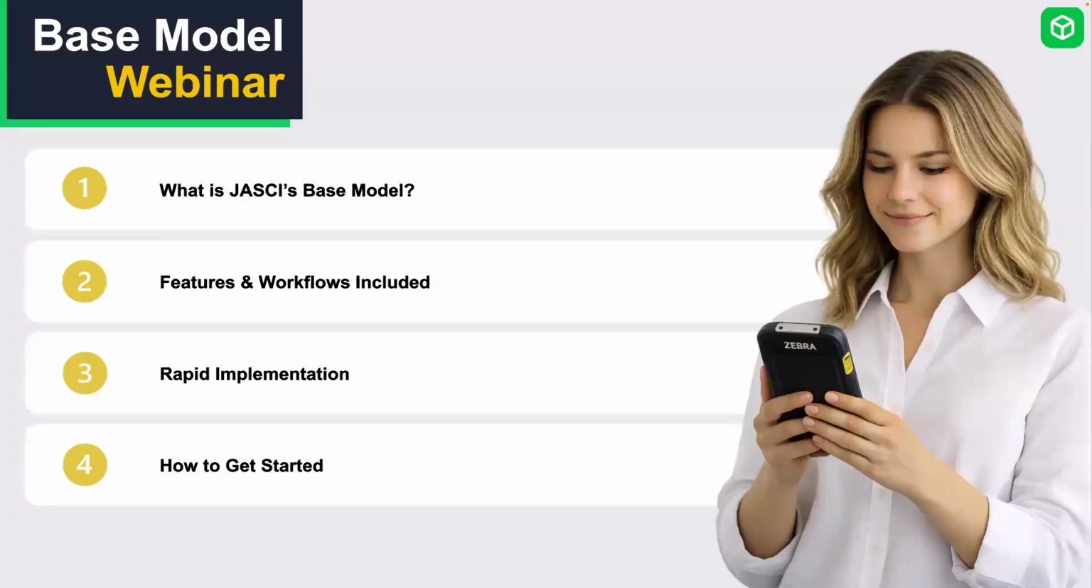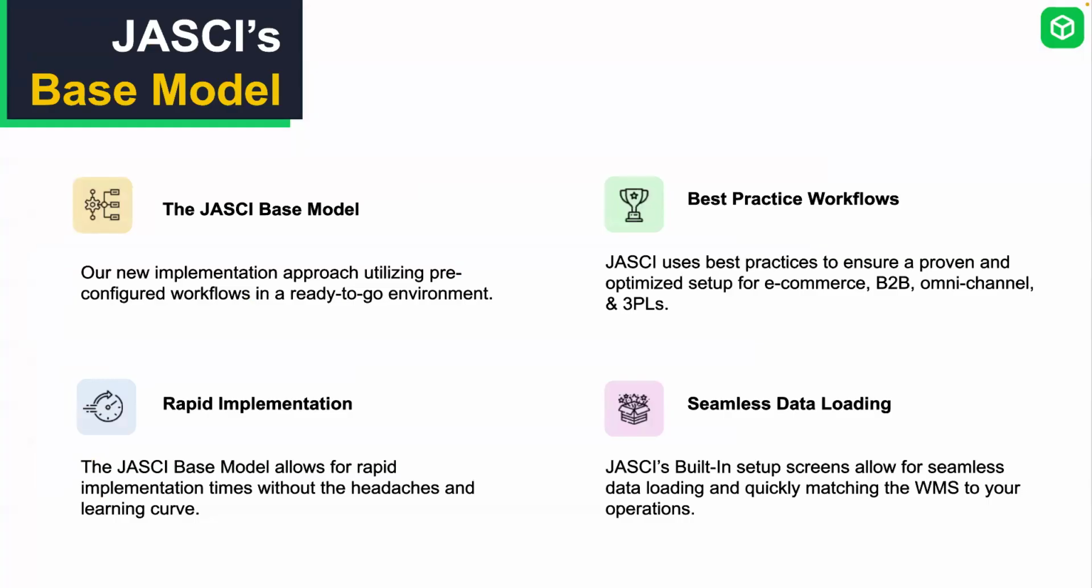So let's go ahead and talk about what is JASCI's base model. This is our new implementation approach. This is going to use pre-configured workflows that are in a ready-to-go environment. So JASCI has built a methodology of basically popping out an environment for you to set up as your WMS, and to where you just need to simply choose a few things like what your locations are, what your products are, set up your integrations, and you're good to go. There's no more of having to go through a whole configuration process for all of the workflows that you're going to be using. They come in to JASCI pre-configured.